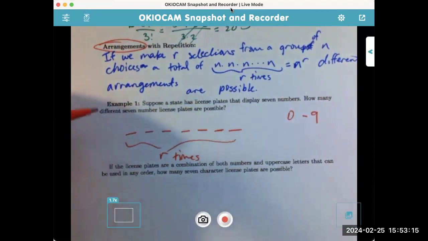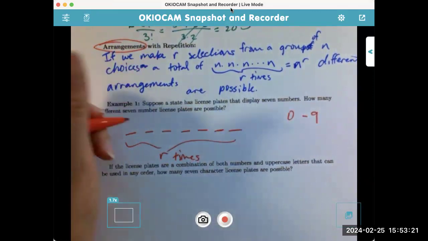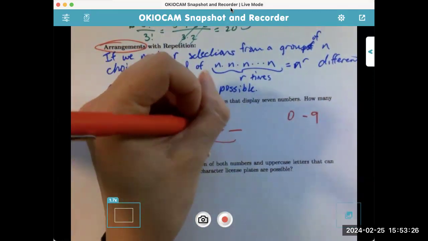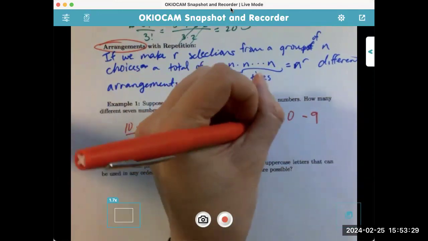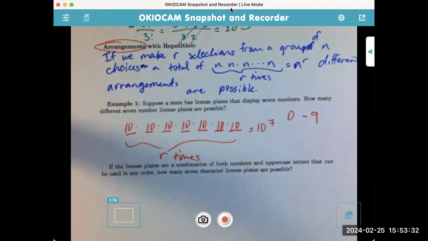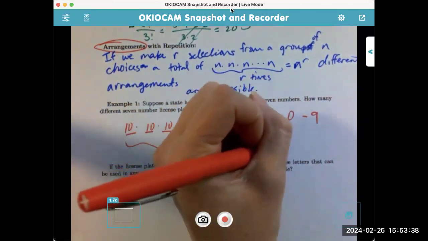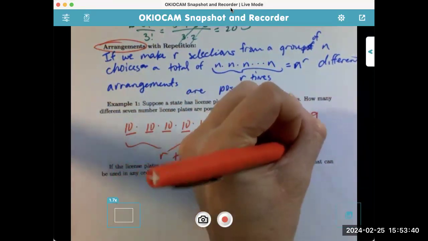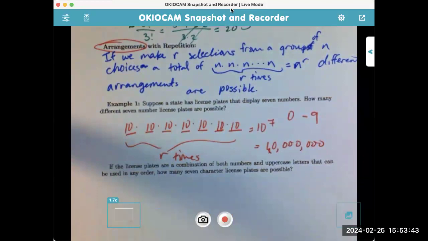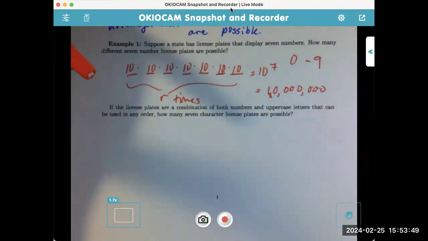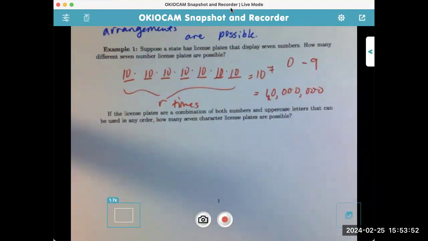So assuming that I'm allowed to repeat numbers, we have 10 times 10 times 10 times 10 times 10 times 10 times 10, or 10 to the 7th power. So that is a 1 with 7 zeros behind it. 1, comma, so 10 million. There's 10 million options for license plates, but 10 million usually is not enough. If you think of a whole state, especially if one city has a couple million already by itself.